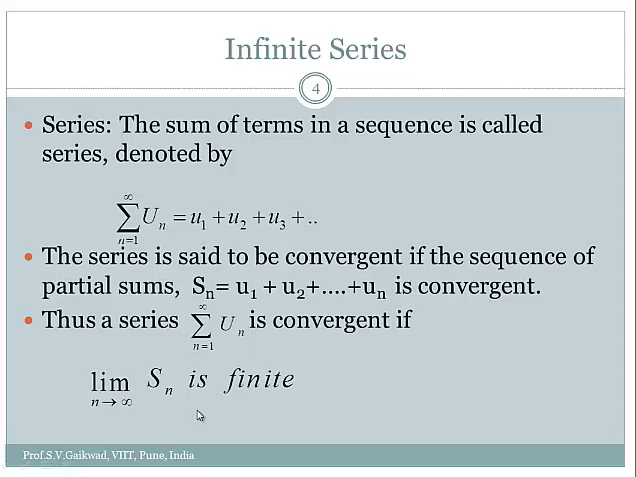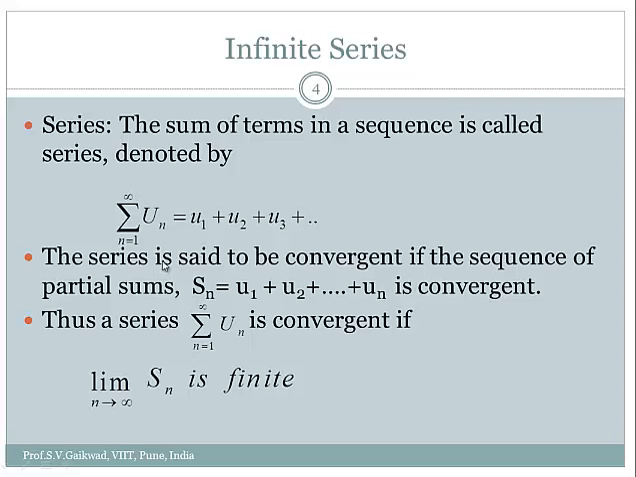Now we can define a series. AP and GP are sequences. Now if you add the terms in a sequence, you get a series. Just like this notation: sigma un, n equal to 1 to infinity, is u1 plus u2 plus u3 and so on. We are going to study the convergence.